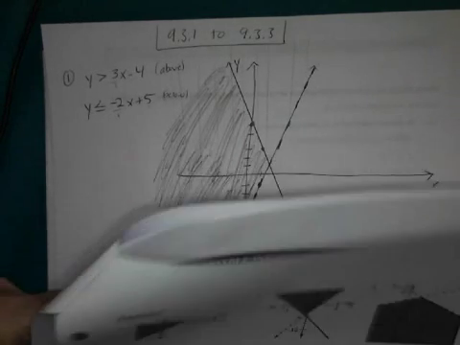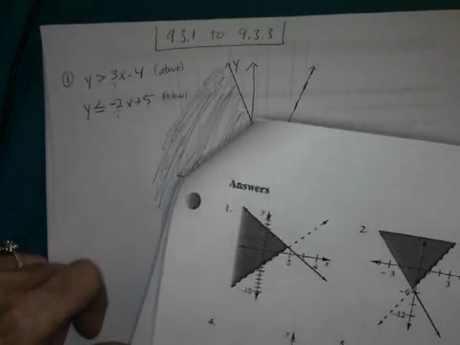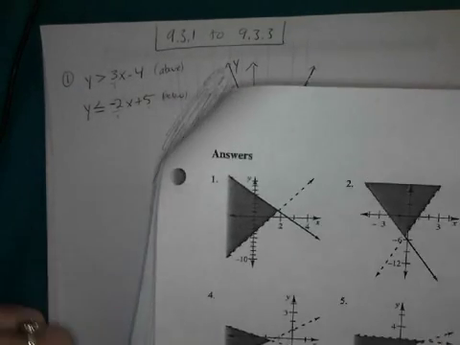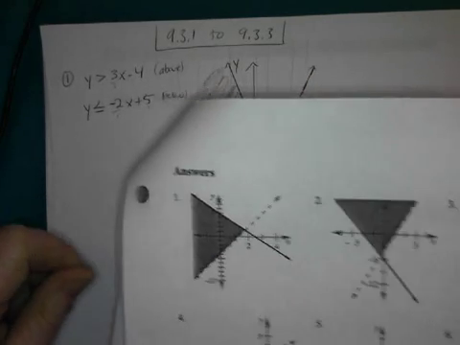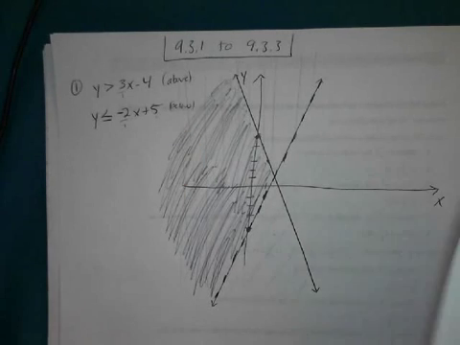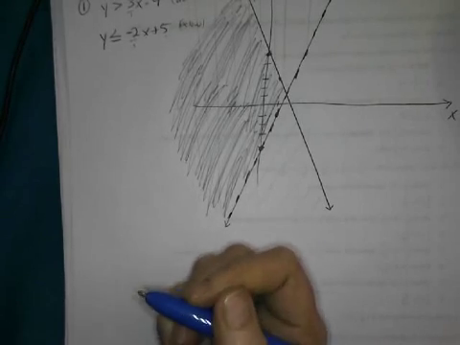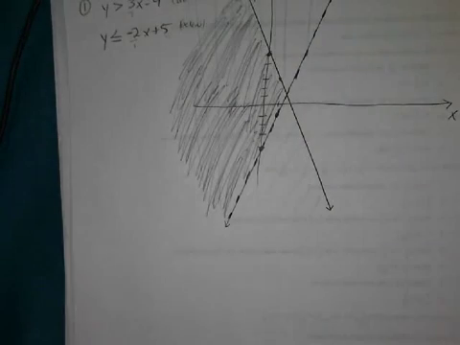Actually, some of these, see the answers in the back over here, they didn't show the double shading. They just kind of refrained from shading until they knew exactly where the region was, but it's right there. Okay, so that was number 1. I wanted to also do number 5.